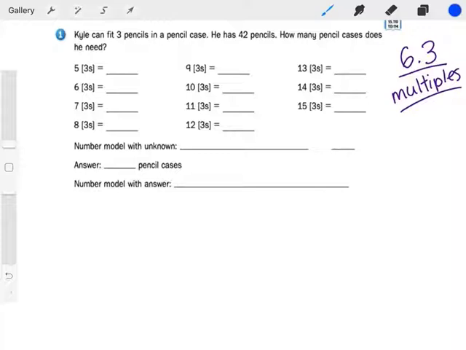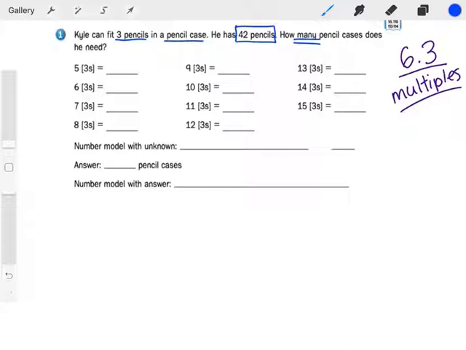So let's go back and look at the important information. They tell us that Kyle has 3 pencils per pencil case. He has 42 pencils in total. How many pencil cases does he need? So this is a division problem because they're giving you the total and how many can fit into a group.